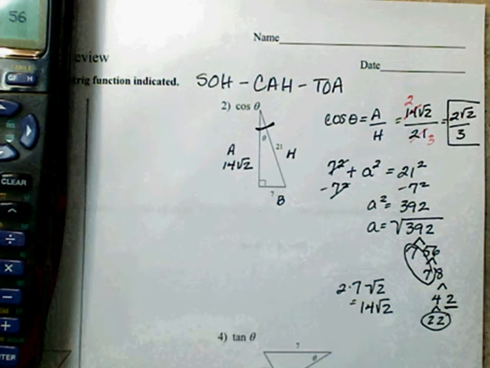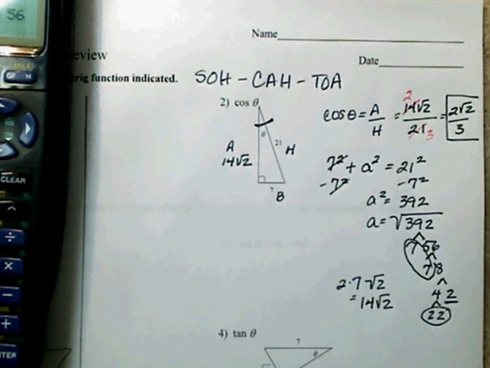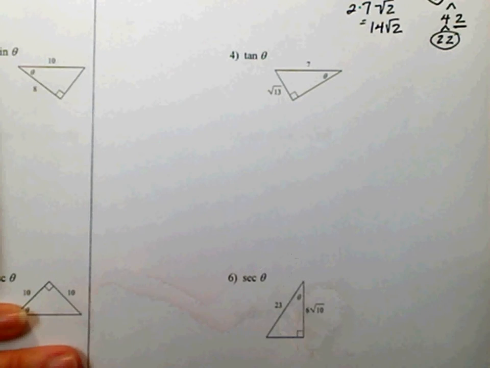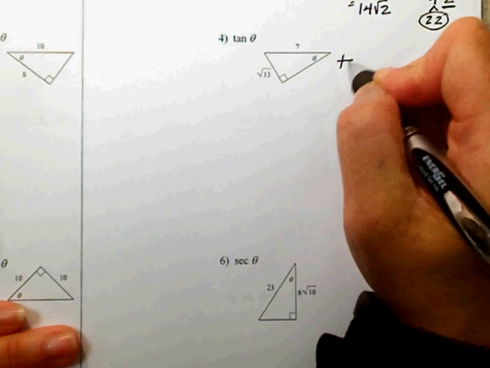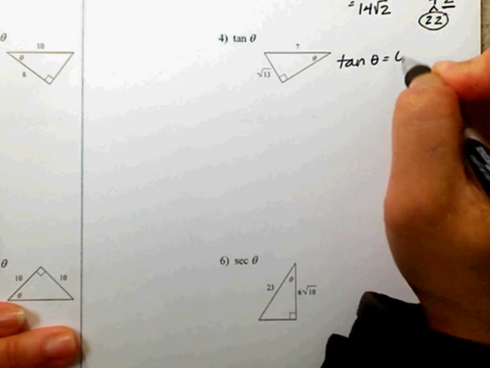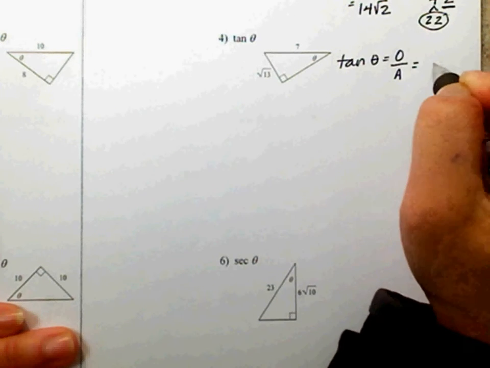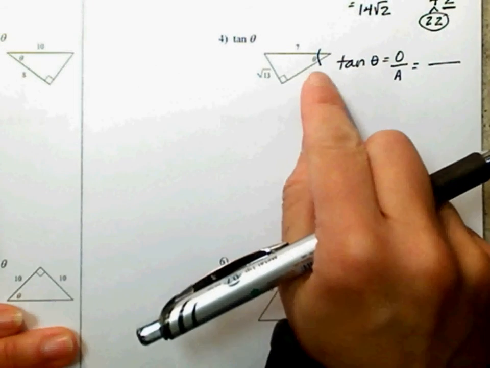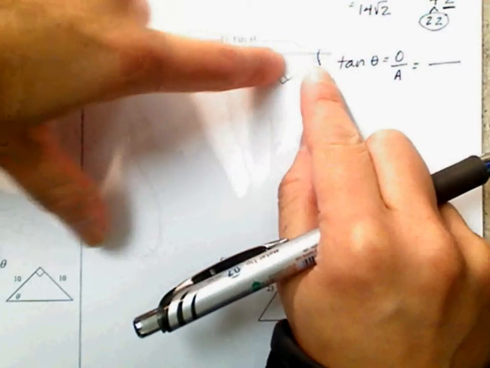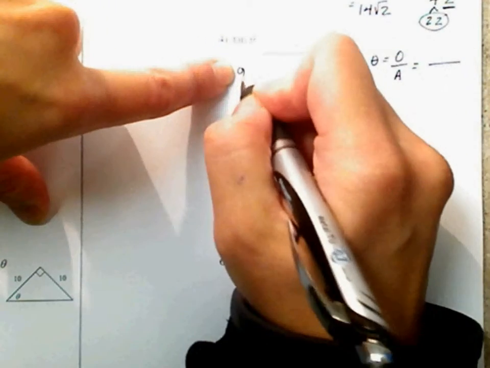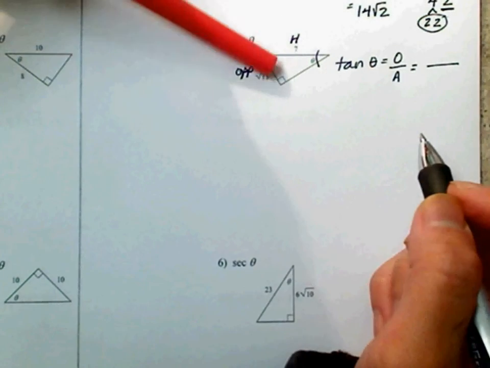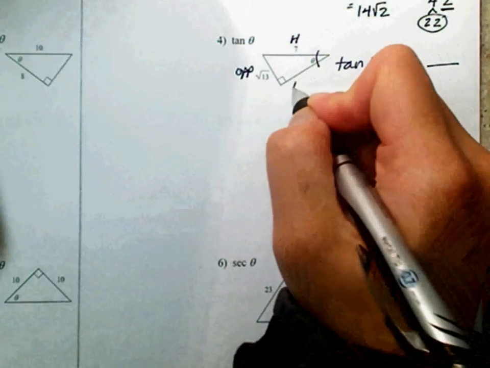Some are a little bit more complicated. Some will be very easy. Number 4. Tangent is your TOA. So, tangent theta is equal to opposite over your adjacent. So there's going to be your ratio. This is your angle of reference, this angle right here. The side opposite from it is your opposite. The side across from 90 is your hypotenuse, as you can see. And this one is your adjacent.